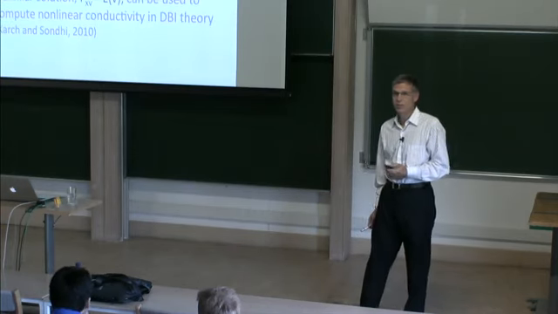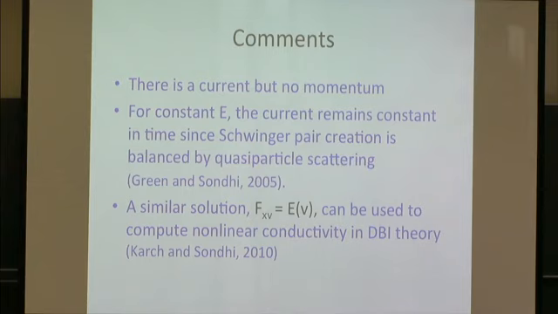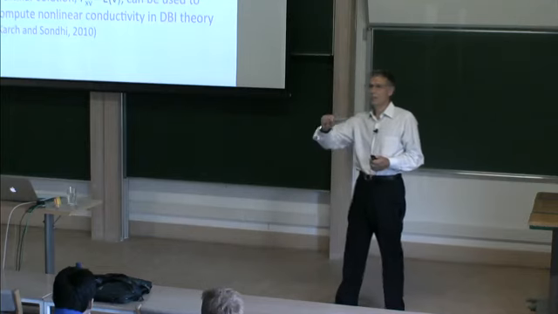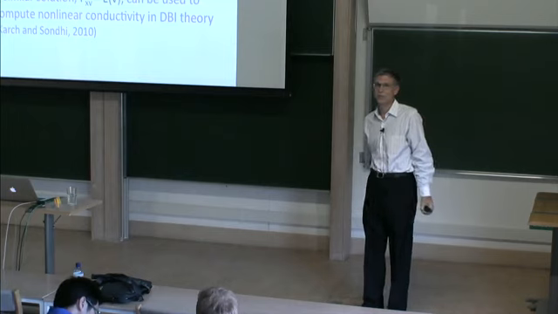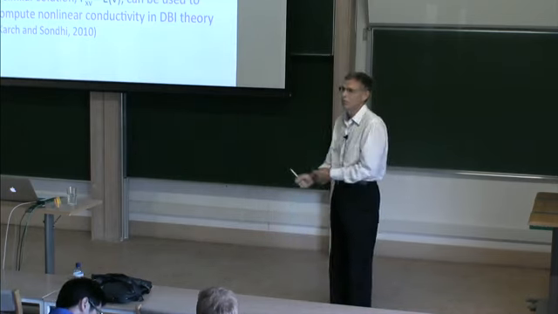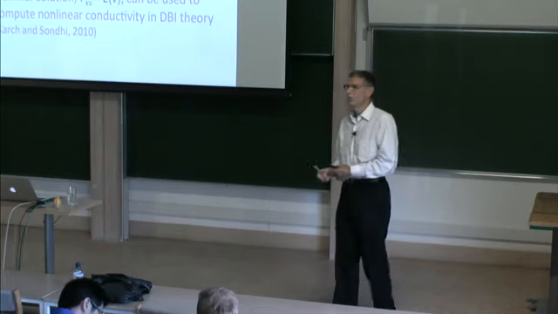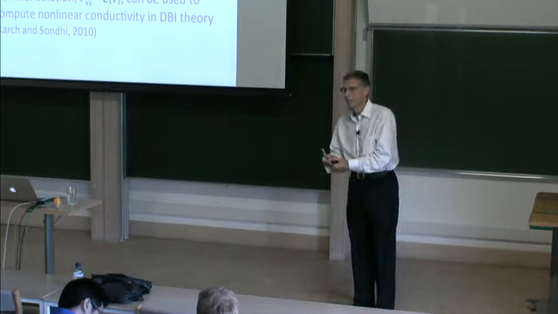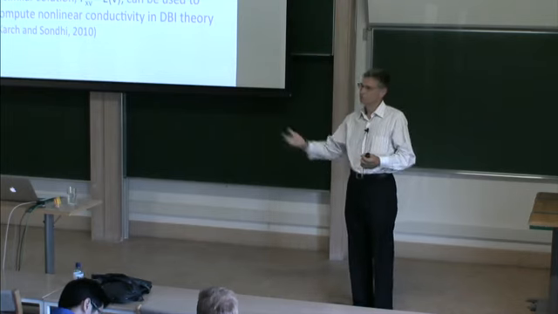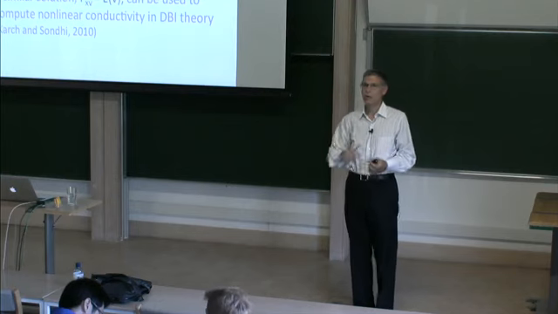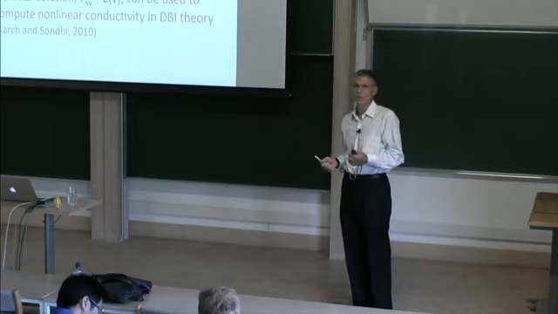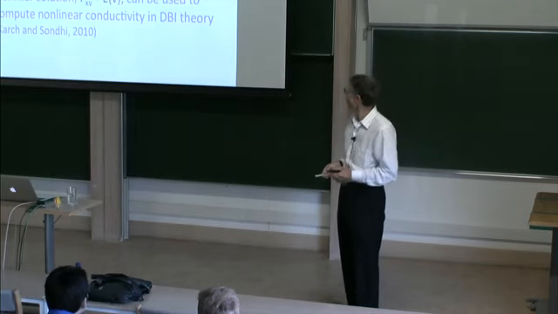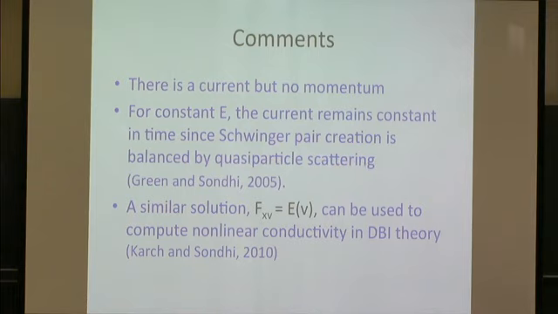OK, a few comments about this solution. There is a current, clearly, but no momentum. The metric doesn't have any cross terms between t and x, or t and y. So there's no momentum in this geometry. But this is exactly what you'd expect. We start with a system with no net charge density. So the current consists of, say, electrons going in one direction and an equal number of positrons going in the opposite direction. They both contribute to the current, but they cancel out in the momentum. So that's what we expect.